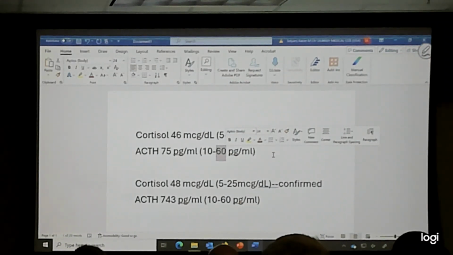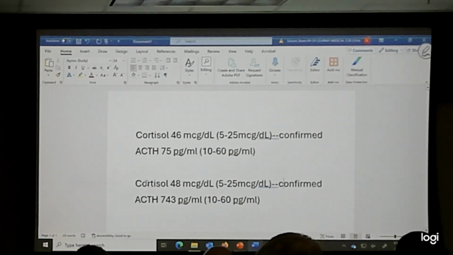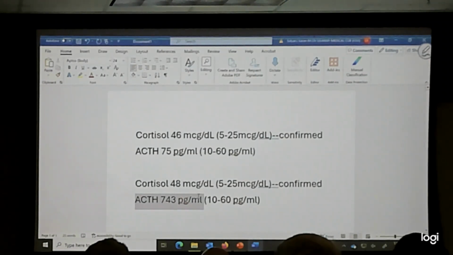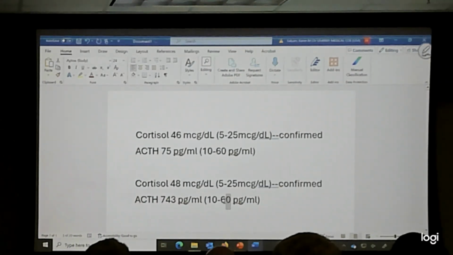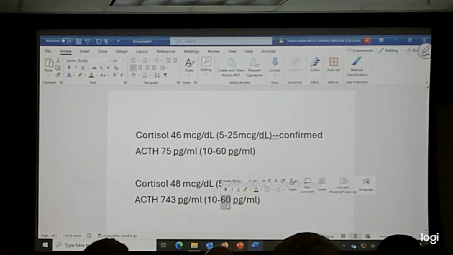So in this other person, I got the same test. His cortisol level is 48. I confirmed it with a 24-hour urine free cortisol. And I got his ACTH. Is that number insanely elevated or not? Yes. Exactly, 10 or more times that number. That's the only math you have to do in my exam. You can use a calculator if you want to. All I'm saying is it's greater than 10 times that number. Does it make sense?